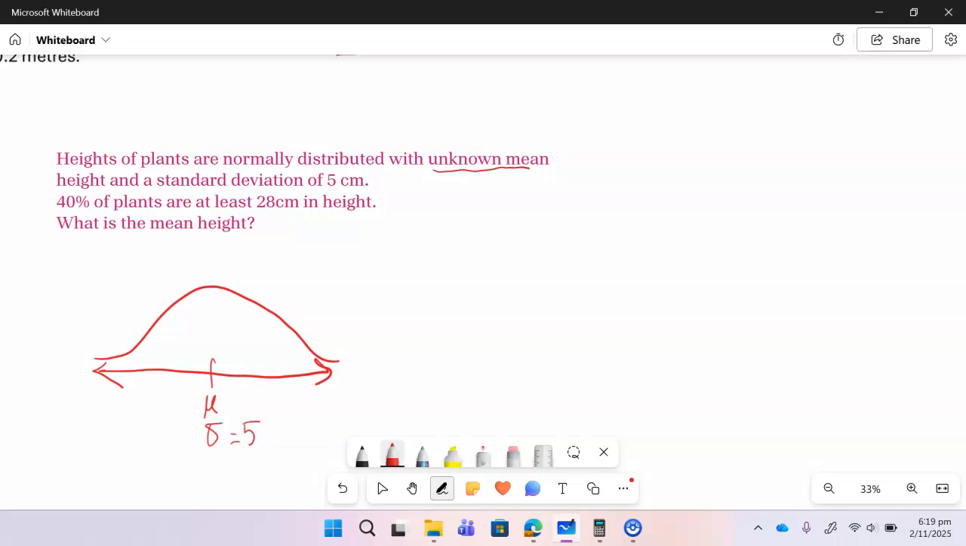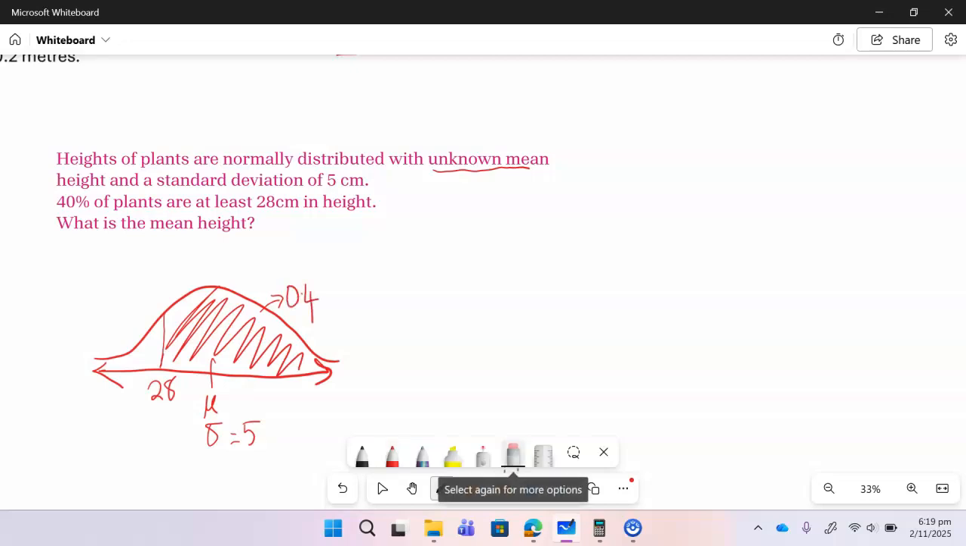40% of plants are at least 28 centimeters in height, meaning wherever 28 falls, I'm just going to assume that it's here for no reason. At least, meaning they are at least 28 centimeters and taller. Therefore, we're looking at this entire area of the curve. So 28 falls somewhere here, and this is 40%, which as a decimal is 0.4.